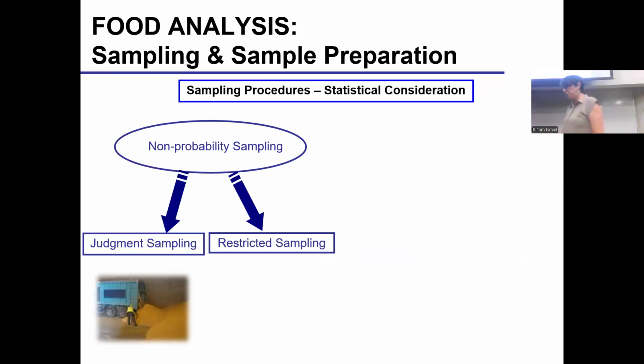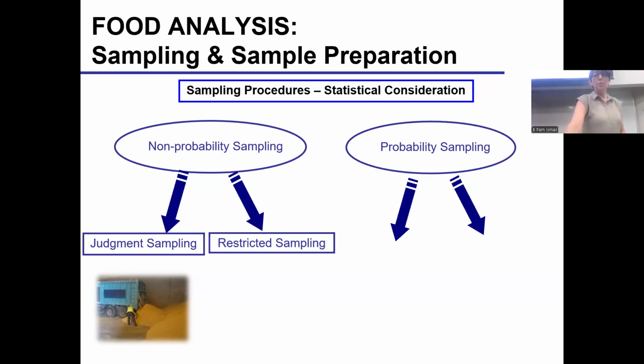So we have non-probability sampling and then statistic-based sampling. Whenever you're able, you want to do probability sampling, based on statistical randomization, but sometimes you can't. Let's say you have this truck, there's no way to randomize and select a truckload of grains, so you just rely on judgment sampling. Sometimes you have a silo of grains, your corn silo, and you can only take from the top. So that's restricted sampling, but there is no way around it. Probability sampling, whenever possible, is the way to go.